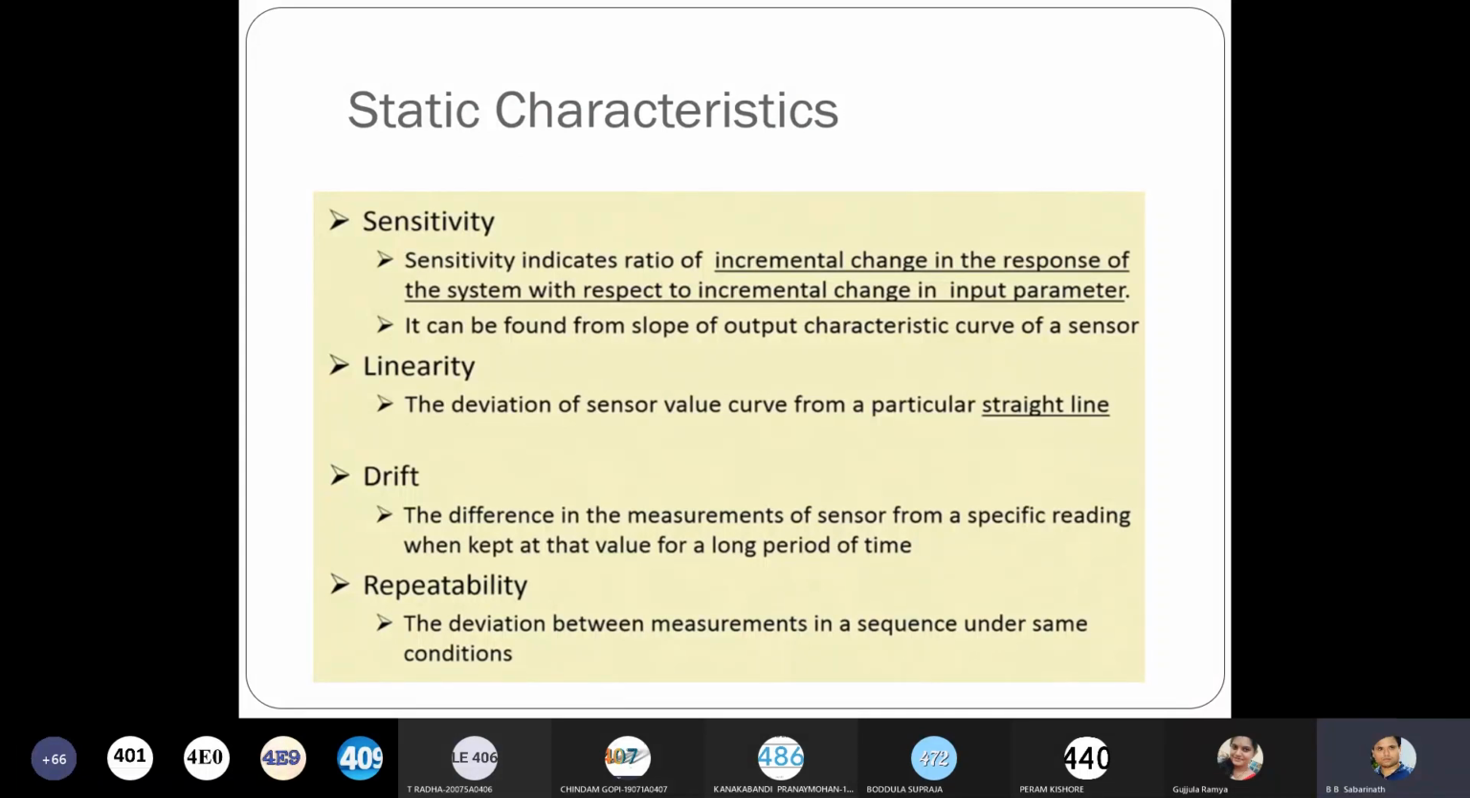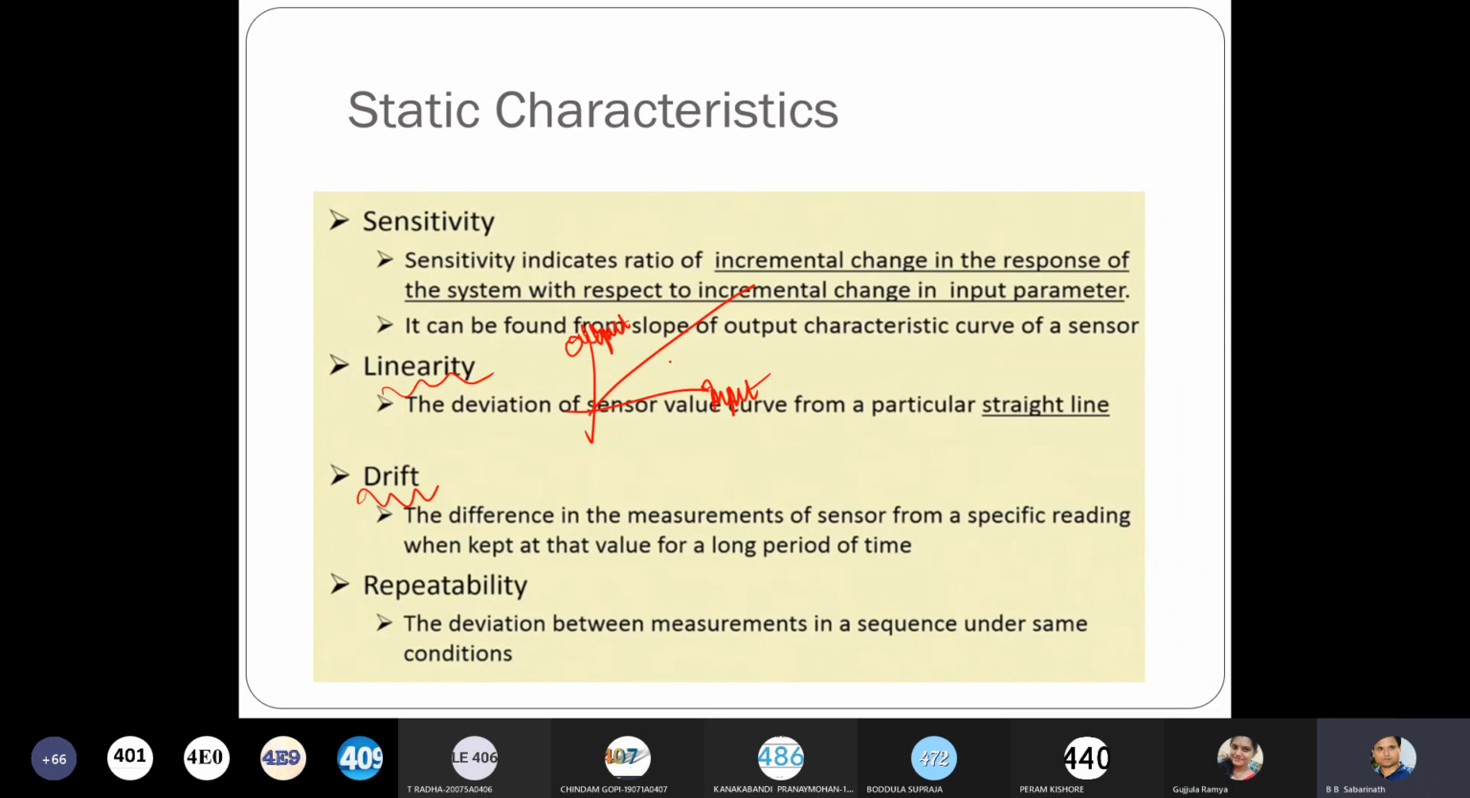For example, this drift. What is drift? First, linearity. Linearity is nothing but the input-output relation. The input to the sensor and the output of the sensor must be linear. This is the desired characteristic of a sensor. If it is non-linear, estimation and calibration become difficult.